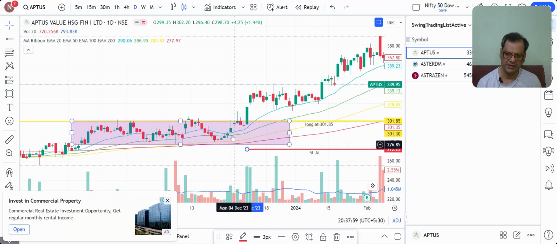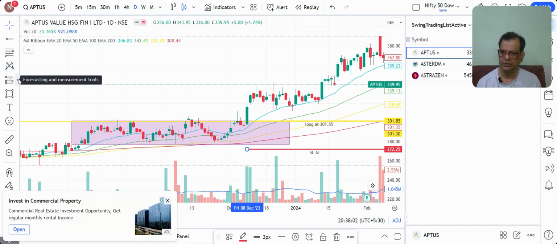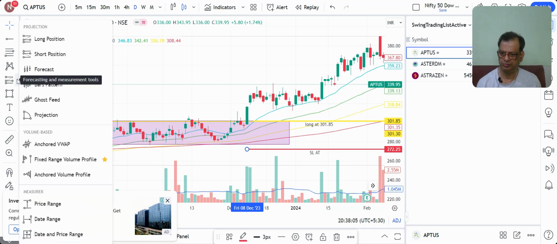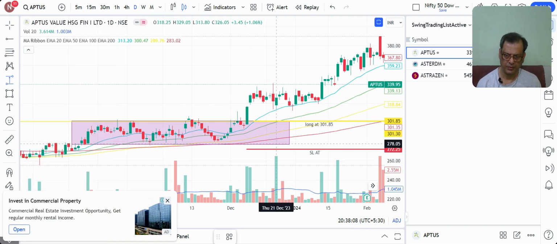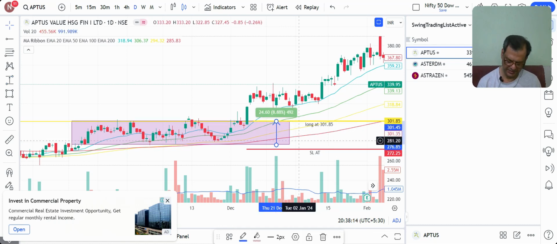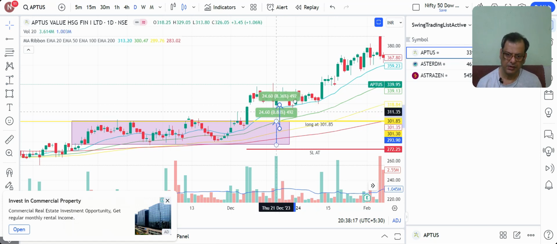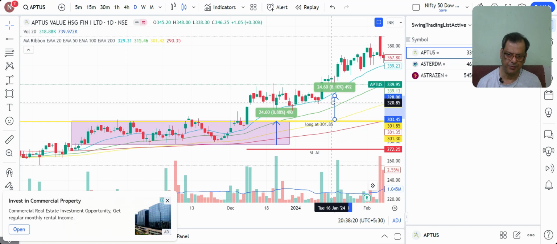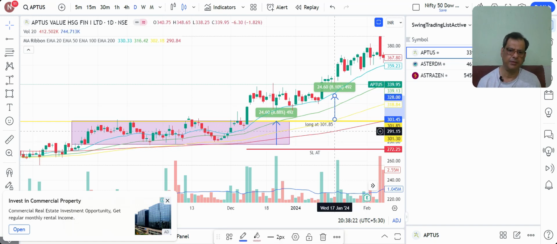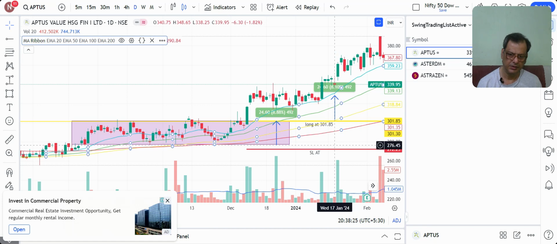Your target will be at least the height of the rectangle. The height of the rectangle is 8.8%, give or take, and this is your take profit. This is the minimum that you should aim for. And if you see that there's movement here and you've achieved your target but have not put in the target order, you can bring your SL to cost and ride the wave.